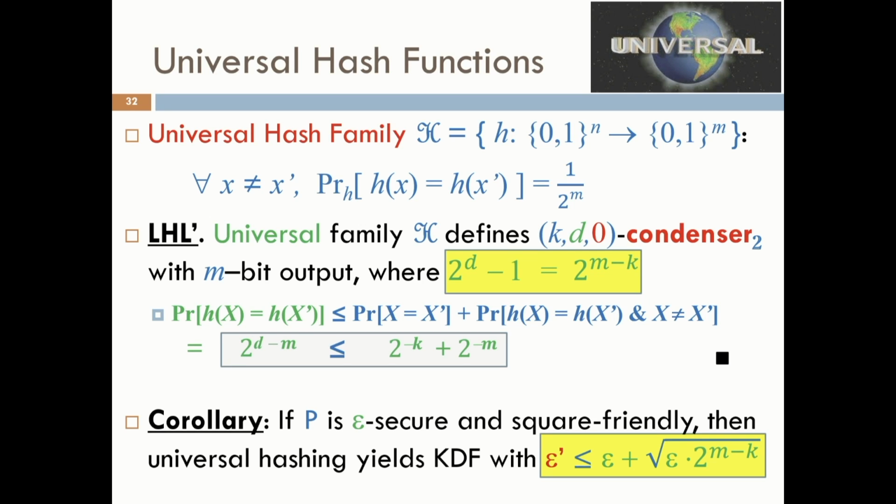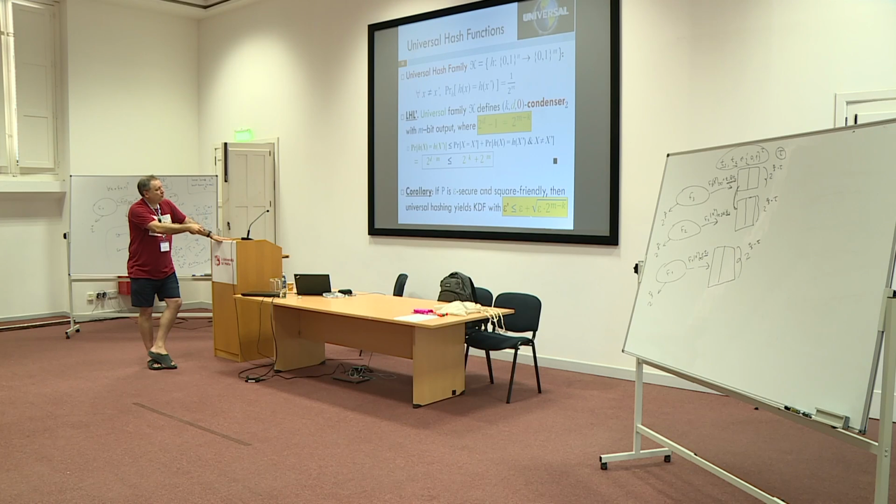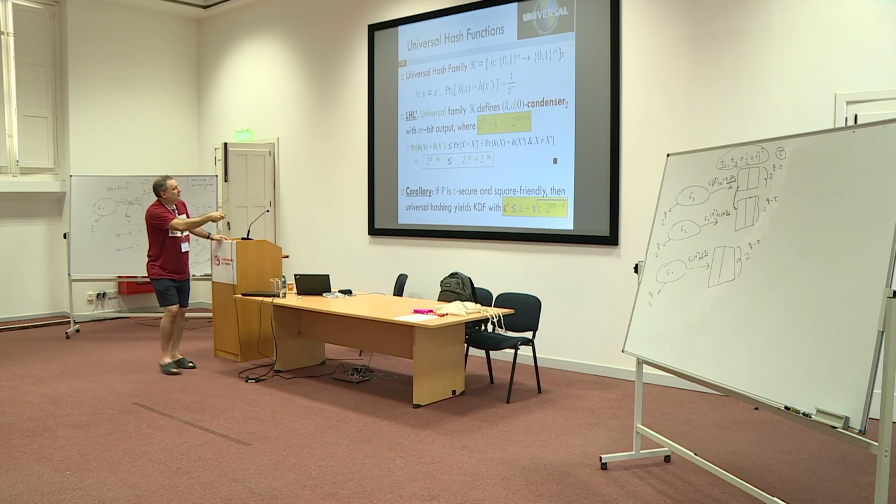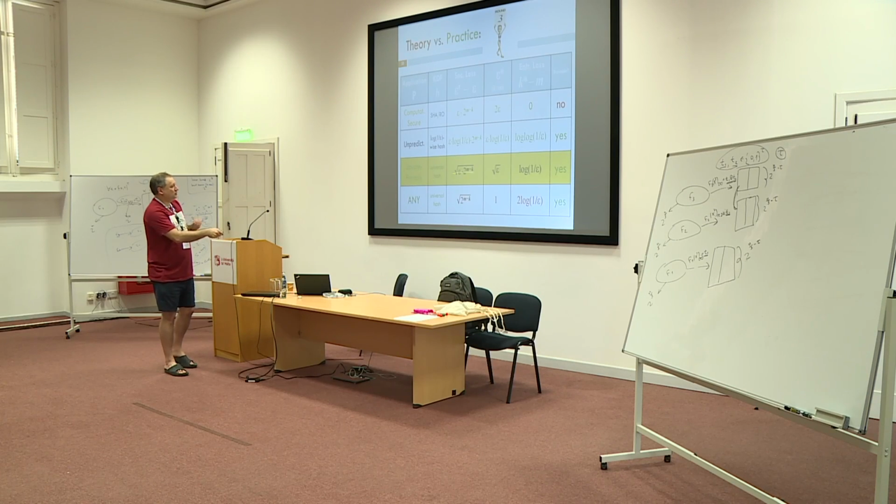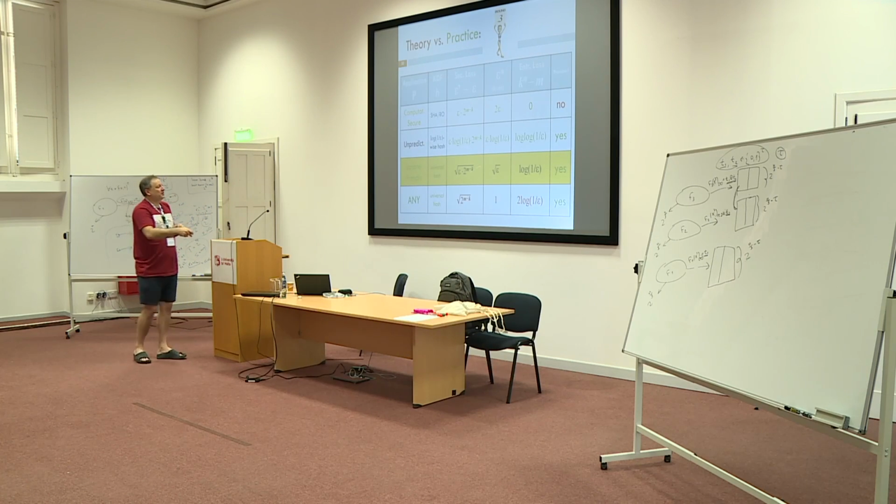Anyway, this is where I stop here. The corollary is that if P is epsilon-secure and square-friendly, then a universal hash function gives us a key derivation function whose security is the original epsilon plus the square root of this number. Here the square security is delta times this thing. So this is the slide where I'll stop.